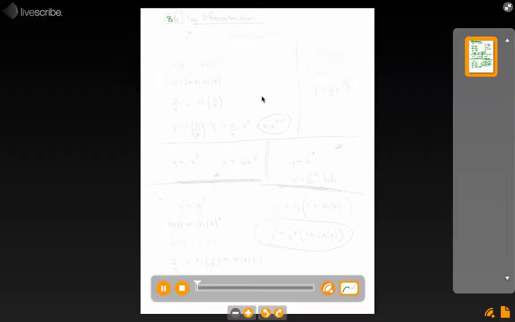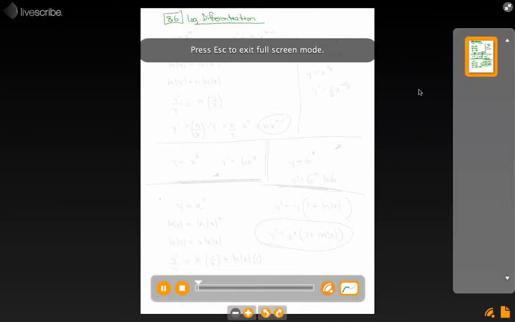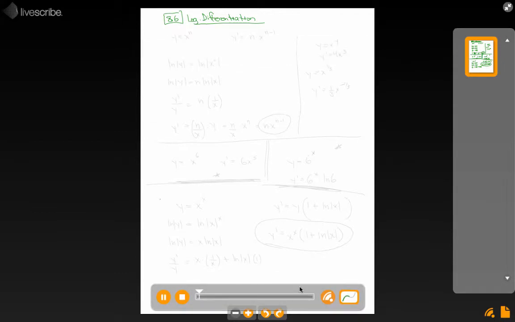This comes out of section 8.6, logarithmic differentiation. I actually want to do something a little unusual for our purposes here. We know from way back that if y equals x to the n, where n is some number, the derivative, we just use the power rule, we said n times x to the n minus 1. I want to use this log differentiation to show that that's true.